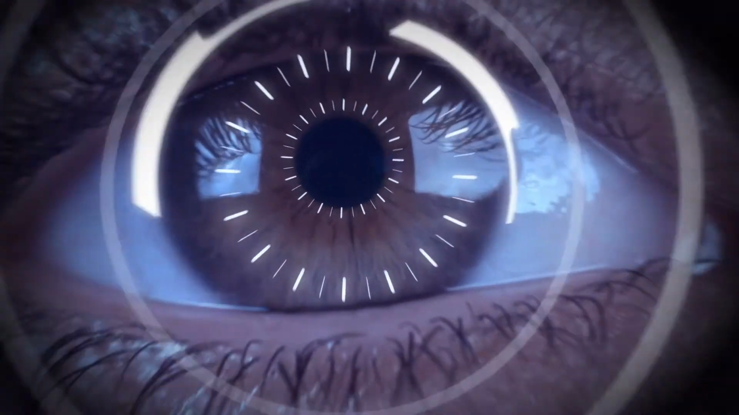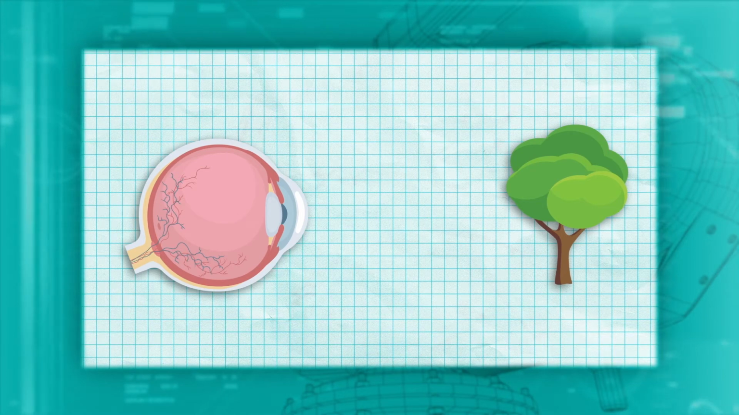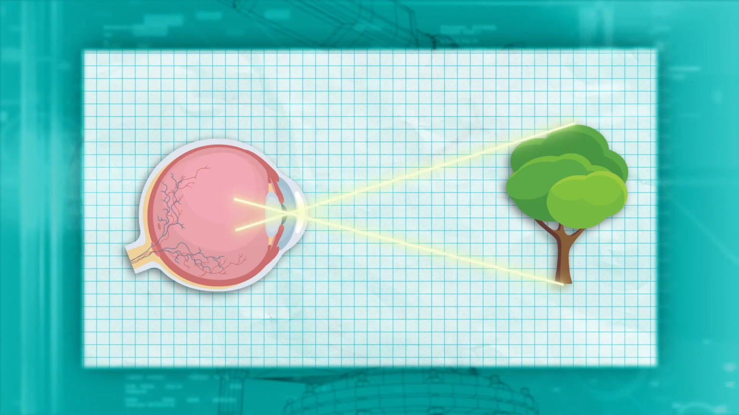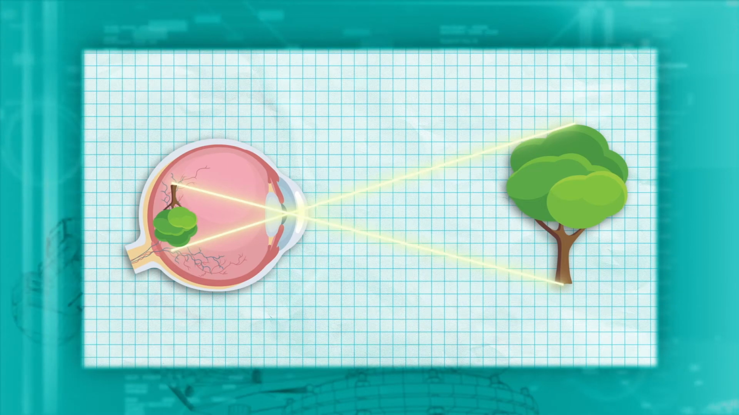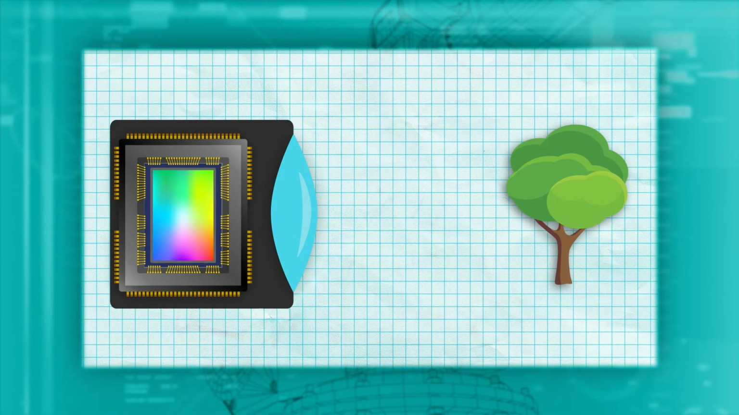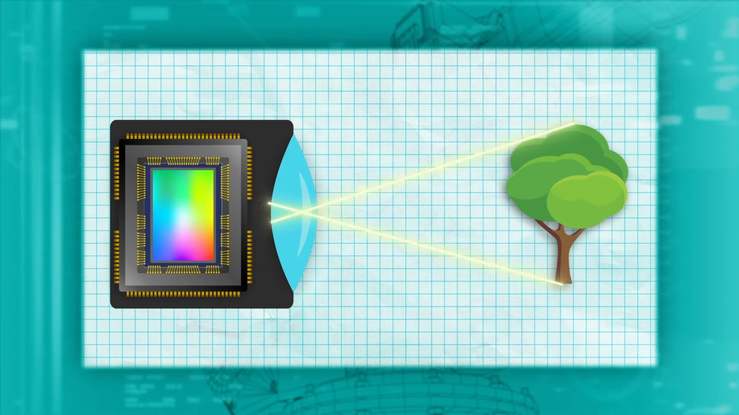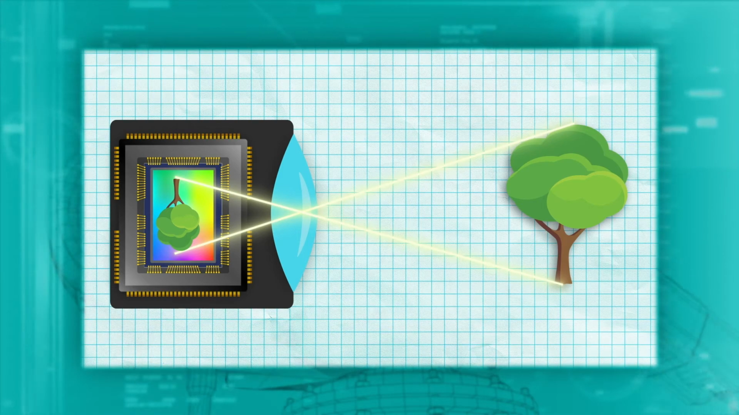To better understand robot vision, let's compare robot cameras to your eyes. In order to see an object in front of you, light from a light source bounces off the object, goes through the lens in your eye, and forms an image on your retina. A robot's camera eye works the same way. Light bounces off an object, goes through the camera's lens, and forms an image on the sensor.